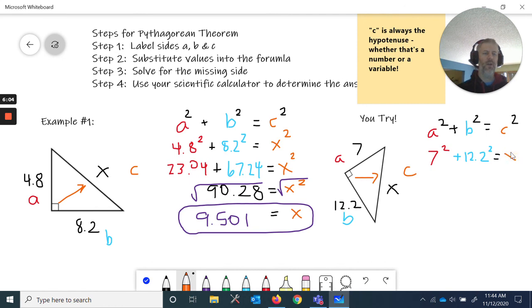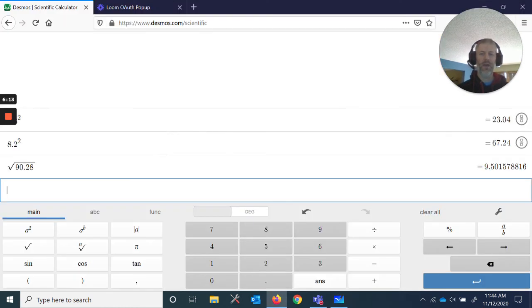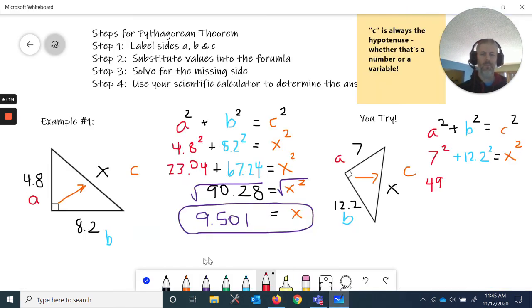So x squared. All right, so I know 7 squared in my calculator is 49. 12.2 squared I don't know off the top of my head. It's 148.84. Okay, equals x squared. A little cramped for space over here, aren't I? And then I'm going to add those two things together since the x squared's already by itself over there. 197.84 should be that answer. Here's my x squared.